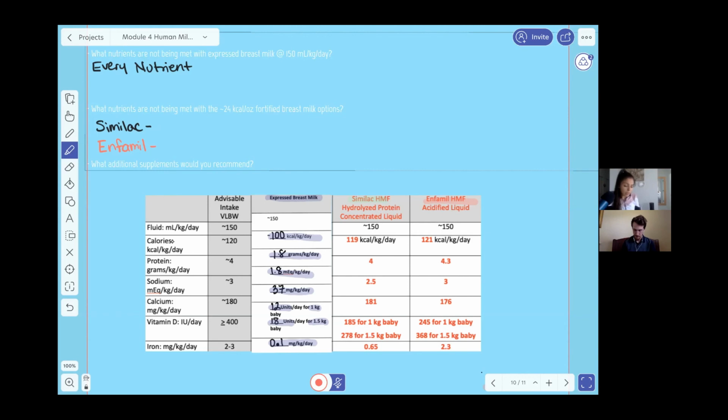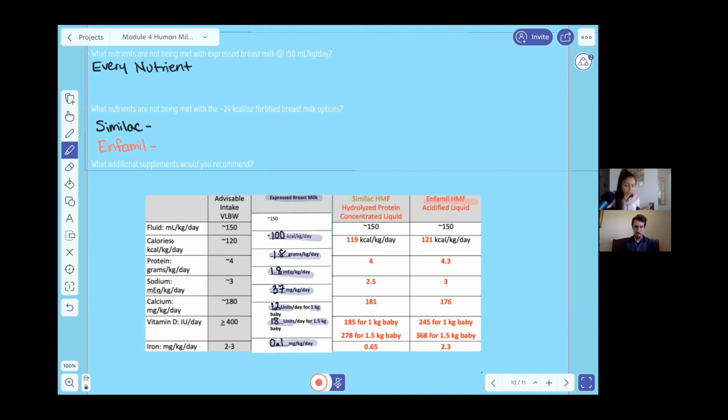So our protein, our advisable intake is about 4 grams per kilogram per day. With our Similac, we have 4 grams per kilogram per day. And with our Enfamil, we have 4.3 grams per kilogram per day. So in protein, we're good to go.